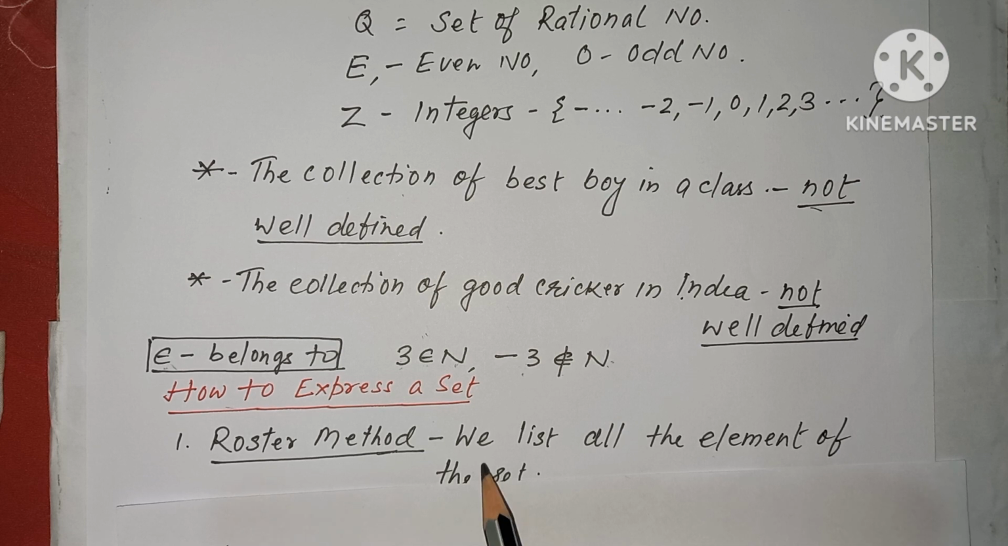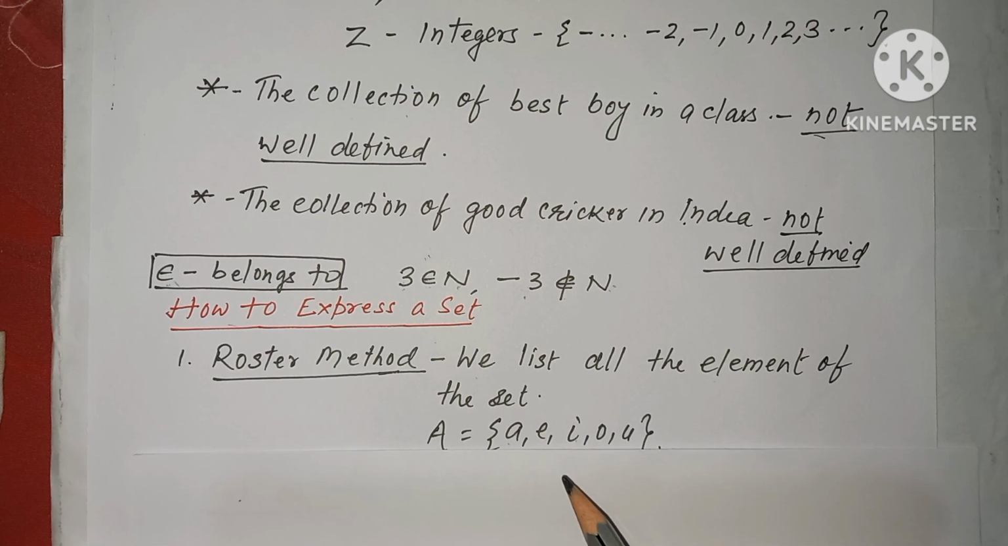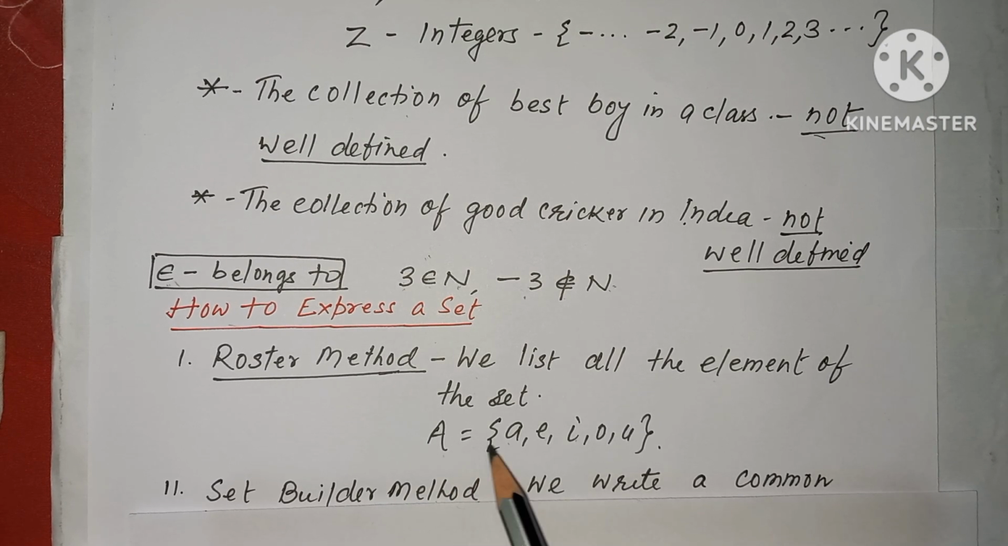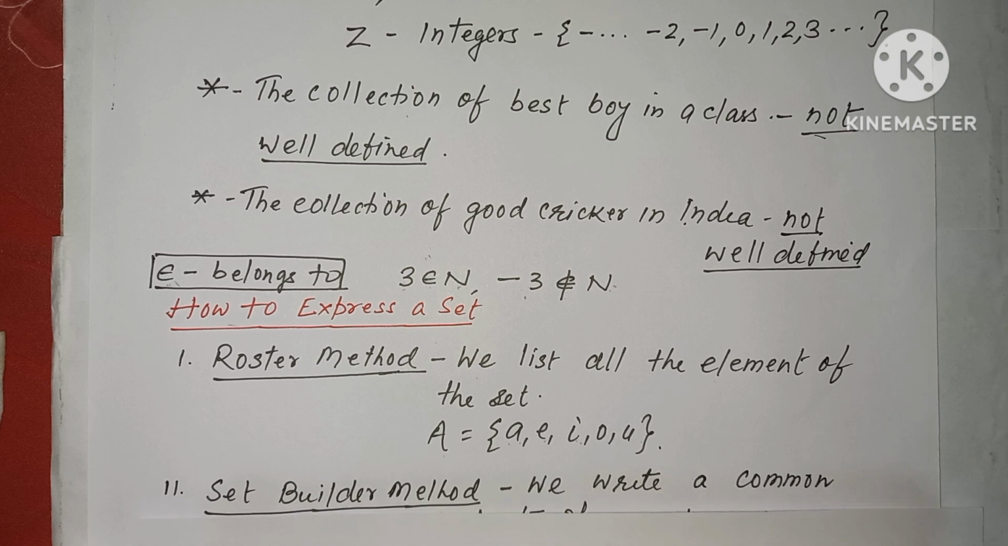The roster method. We list all the elements of the set. That means इस मेथड में हम लोग सेट के सारे एलिमेंट्स को एक एक करके लिख देते हैं। जैसे ये हमारा एक सिंपल सा सेट है A is equal to {A, E, I, O, U}. This is the set of vowels and this is curly bracket. It is always used for a set.